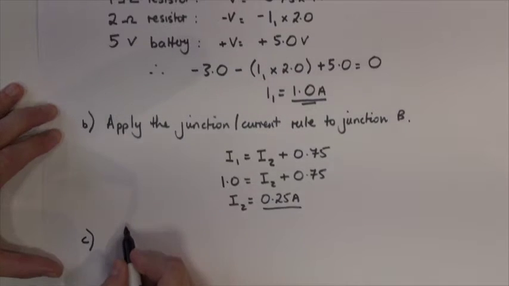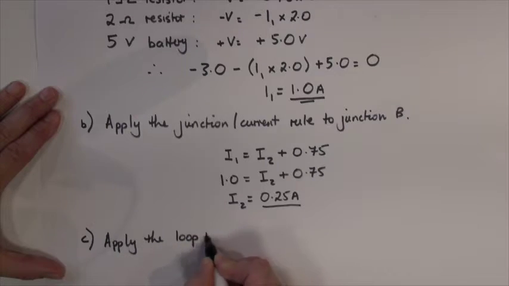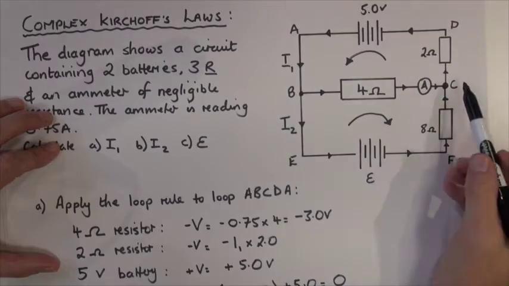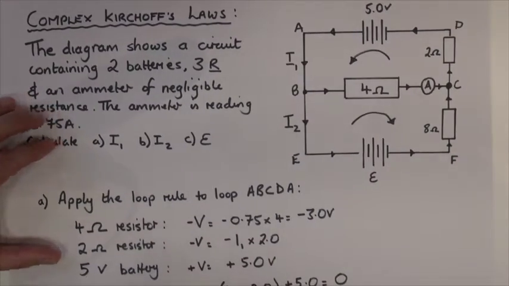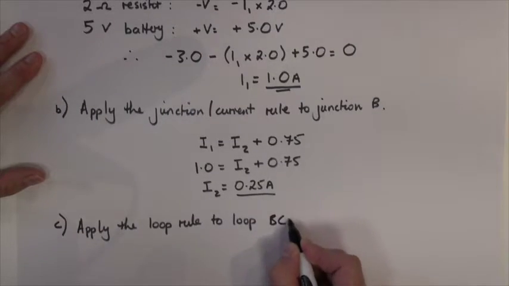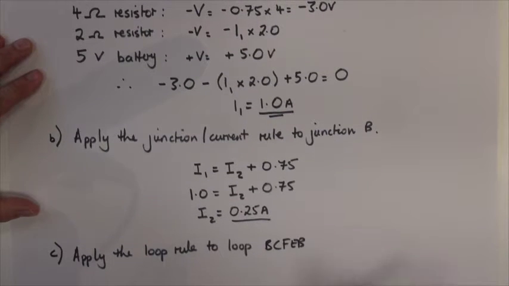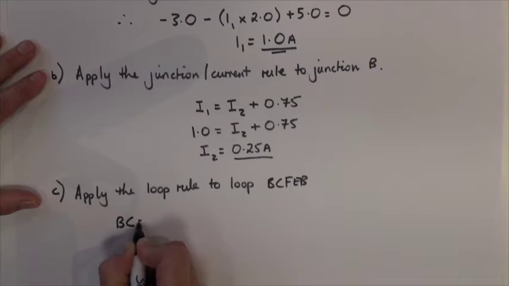Now let's follow on and find the solution to C, which is to find the EMF for the second battery. Again, we're going to apply the loop rule, or the voltage rule, but we're going to go B to C to F to E back to B again. What I'm going to do is work out what I've got for each portion of the loop using the formula V equals IR.